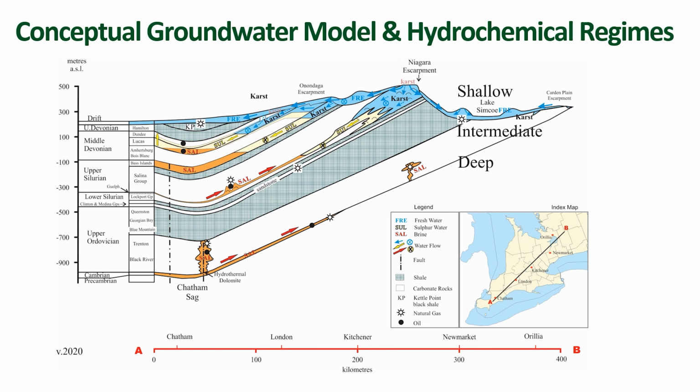This is a visual representation of the previous slide displayed on a scaled geological cross-section of southern Ontario. Shown in blue are the shallow freshwater, in yellow the intermediate depth sulfur water regime, and in orange the deep basinal brines. Water movement is down dip along paleokarst horizons in the shallow to intermediate regime and up dip along the same horizons in the deep brines.